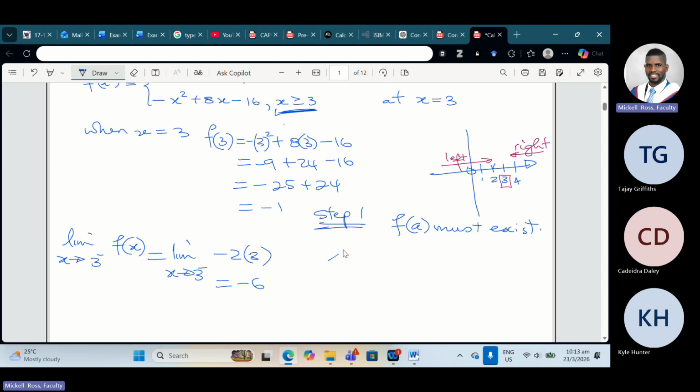And then the limit as x approaches 3 from the right-hand side, which is this up here. We already worked it out. If you want to work it out again, the limit of f of x as x approaches 3 from the positive side, negative 3 squared plus 3 times 8 times 3 minus 16, is going to give us negative 1.